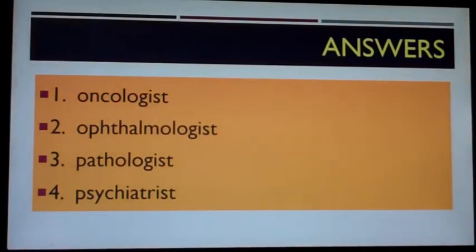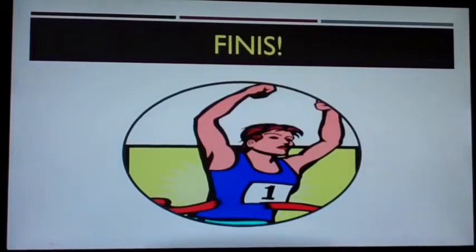Answers. Number 1, an oncologist. Number 2, ophthalmologist. Number 3, pathologist. Number 4, psychiatrist. Finis.